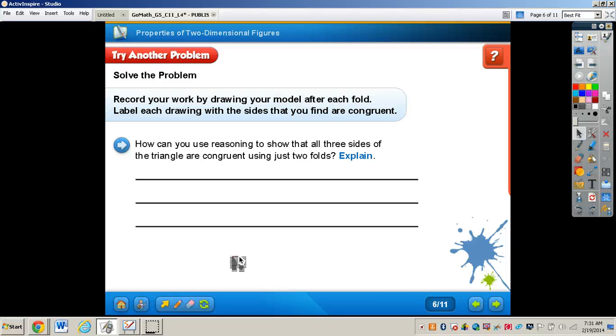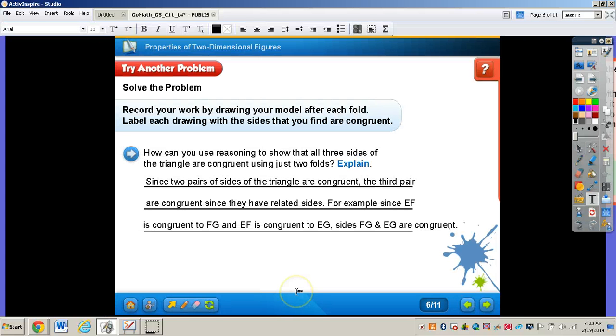Then when you're finished with that, I do want you to explain this question here right in your book, and when you press play, I'll have the answer for you. Here's a possible explanation that you may have, and just take a look at your explanation, compare it to mine, and see how it matches up. It says, since 2 pairs of sides of the triangle are congruent, the third pair are congruent since they have related sides. For example, since EF is congruent to FG and EF is congruent to EG, sides FG and EG are congruent. So it's really important just to understand that since 2 pairs of sides of the triangle are congruent, that means the third are congruent as well, since they all have related sides.